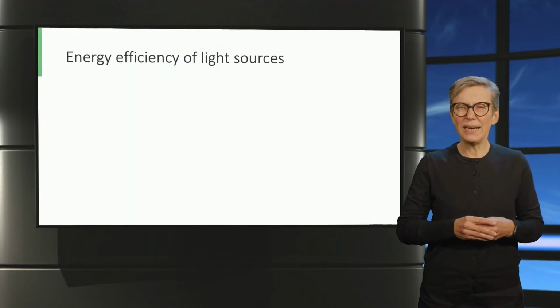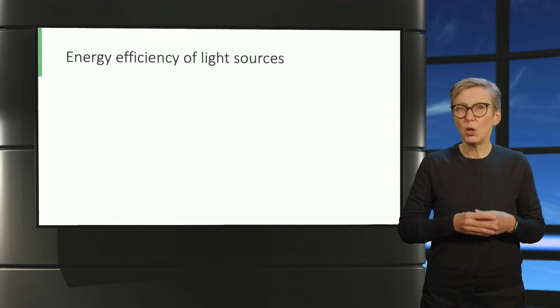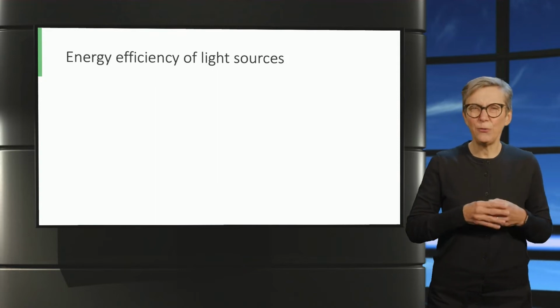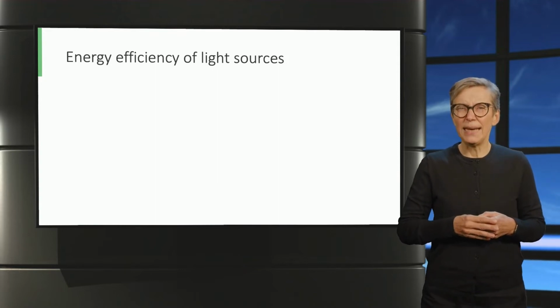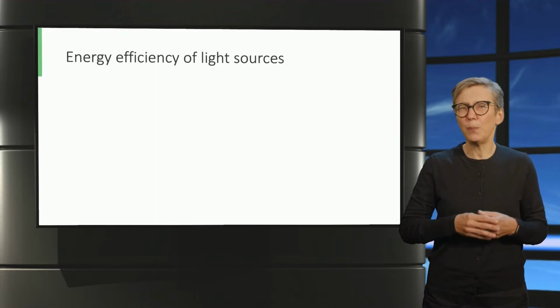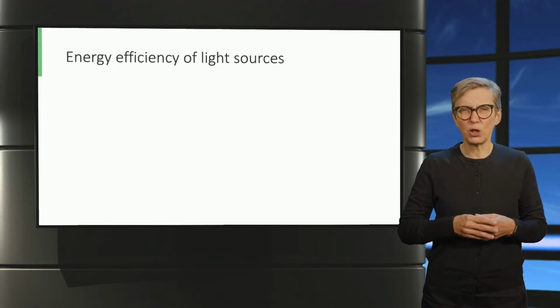Let's start with lighting efficiency. First, we need to define the efficiency of lighting. Energy efficiency is defined as input of energy divided by useful output. Useful output for lighting is expressed in lumen. This is the total amount of visible light that a light source emits in all directions. Efficiency of a light source can therefore be expressed as the amount of lumen delivered per watt.